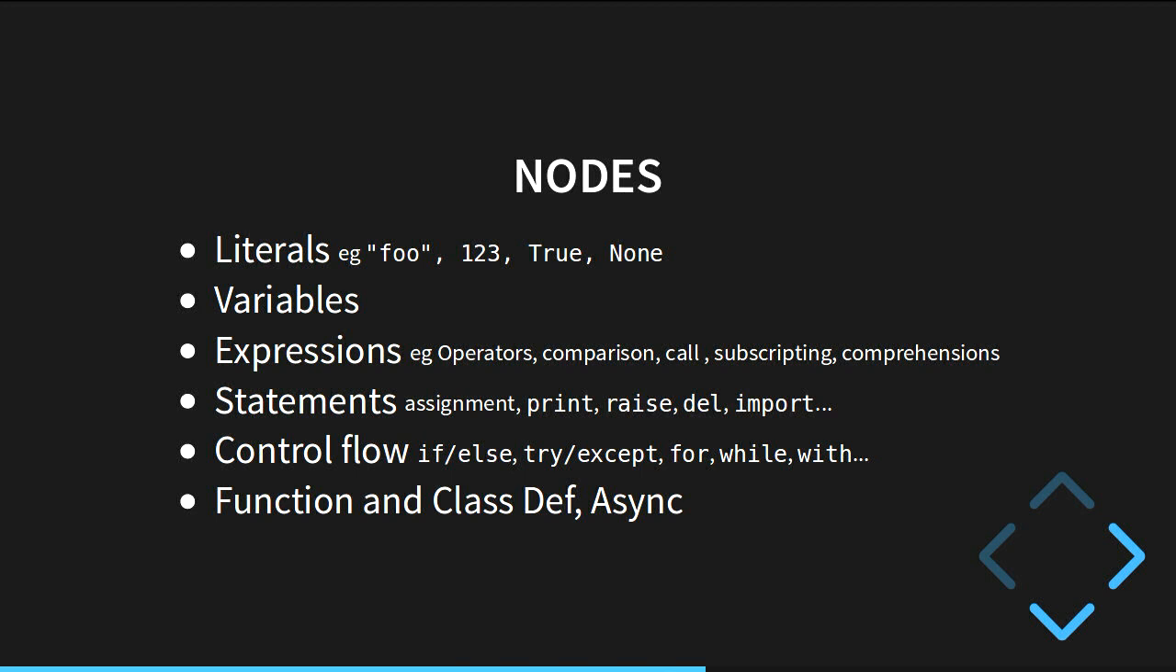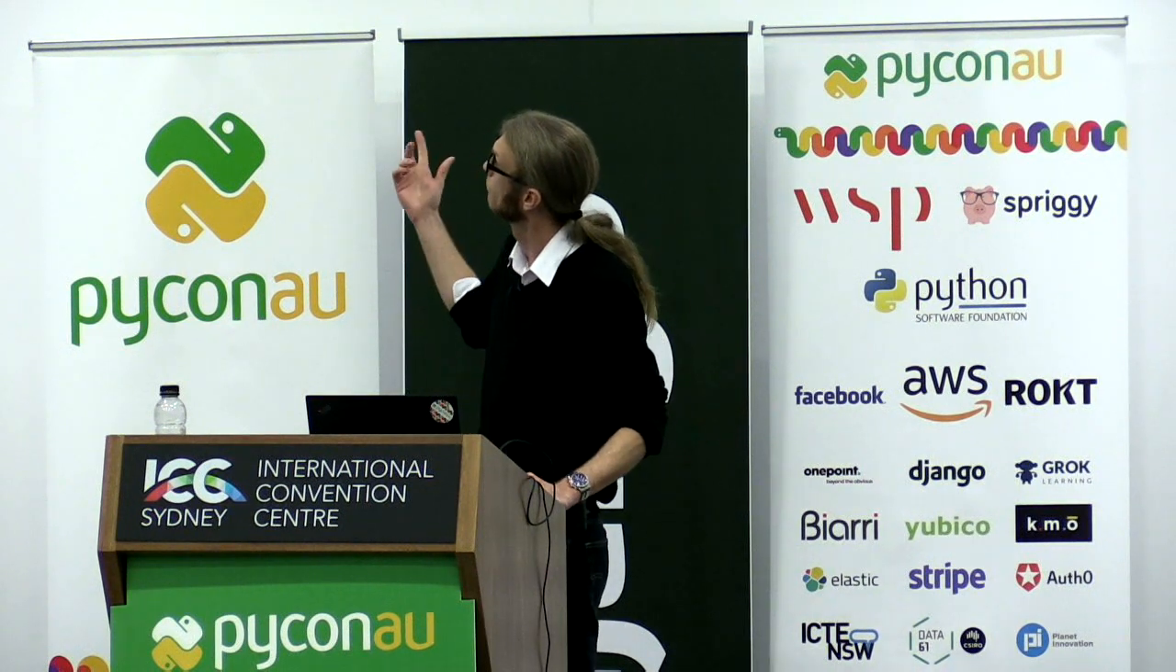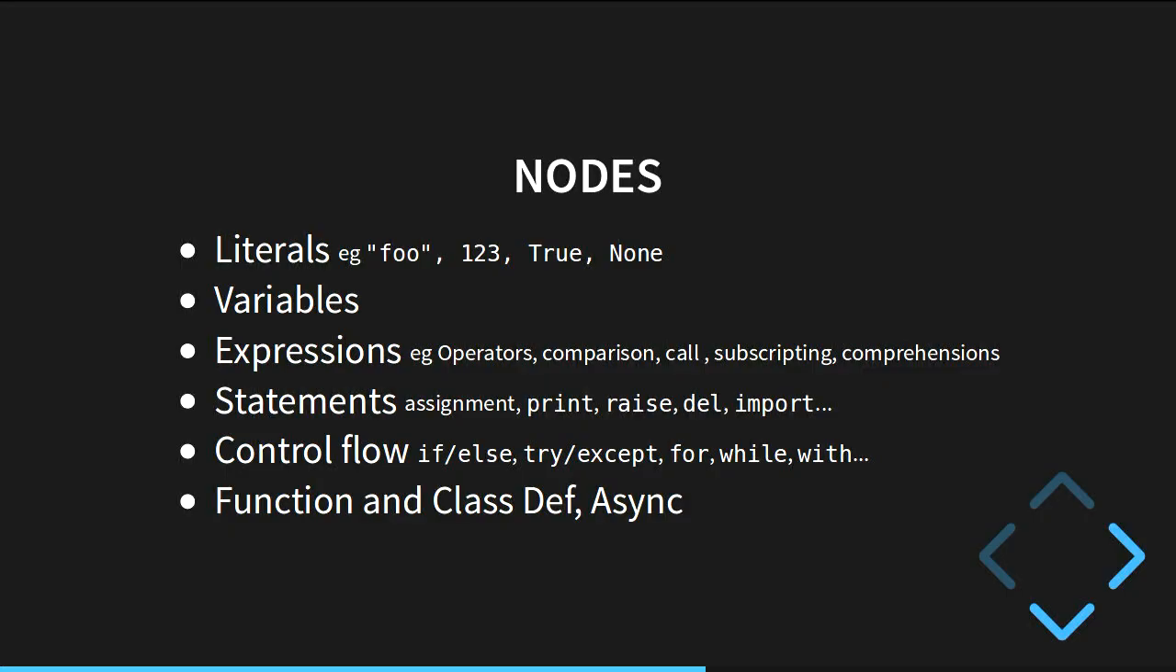Within the AST, these are all the things that make up that tree. Internally they're called nodes. We have literal variables, which are all your usual strings and integers and bools. There'll be variables. There'll be expressions, where we have your operators, comparisons, subscripting and comprehensions. Statements, assignment, print, etc. And all this kind of stuff. So everything you can do in Python can be represented within an AST tree.